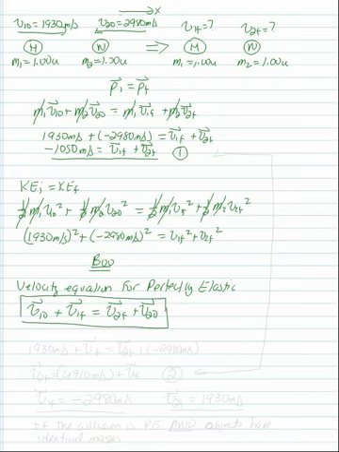So let's substitute our numbers in for this problem. So let's see what we would have. 1930 meters per second plus V1 final equals V2 final plus negative 2980 meters per second. So we could solve this for either V1 final or V2 final. Let's solve this for V2 final. It would be 4910 meters per second plus V1 final.